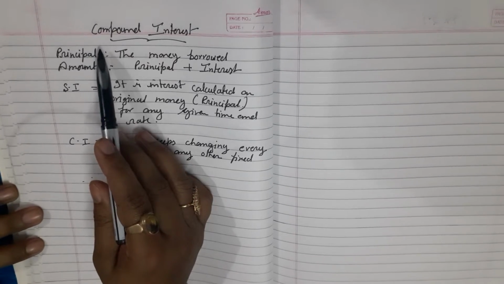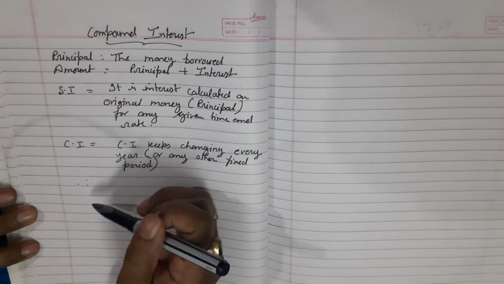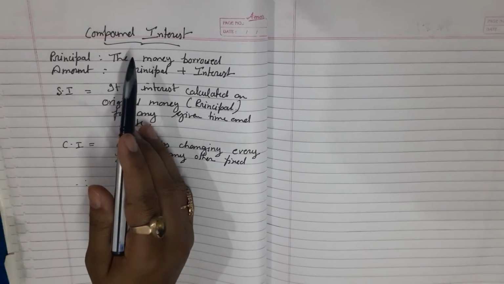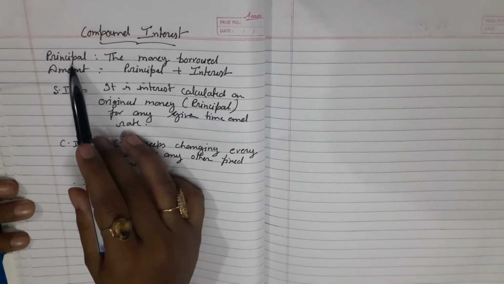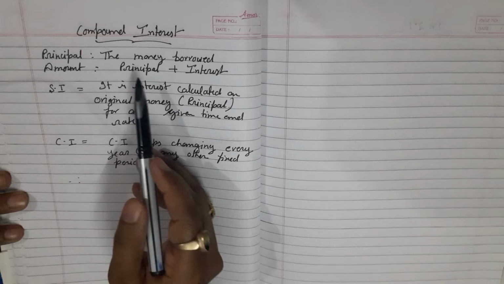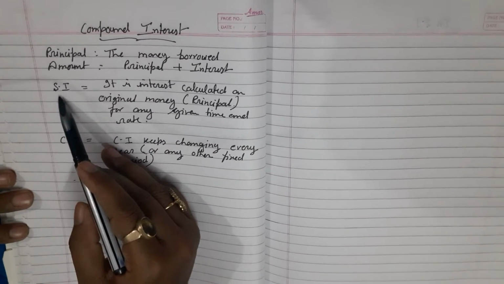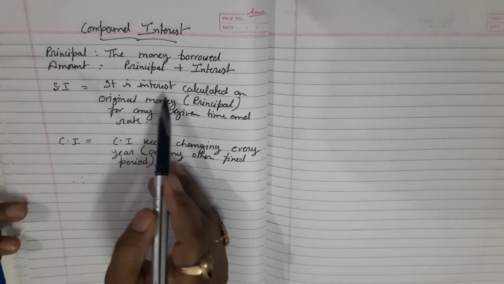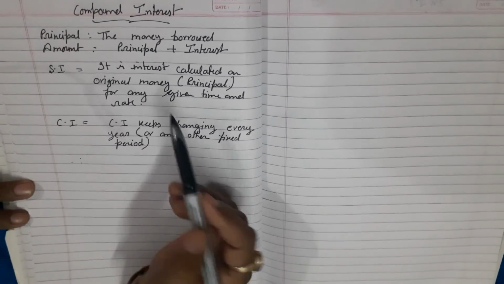In this video, we will learn about compound interest. Before coming to the topic, we recapitulate some basic things like principal, that is the money borrowed or lended, amount means principal plus interest. In previous class, we have learned about simple interest. What is simple interest? It is interest calculated on original money or principal for any given time and rate.